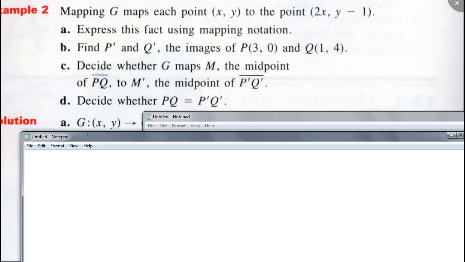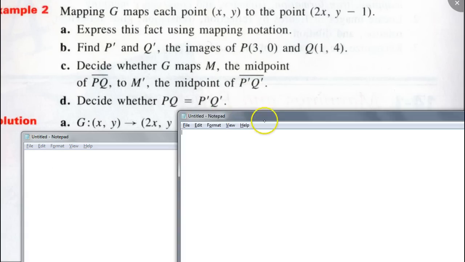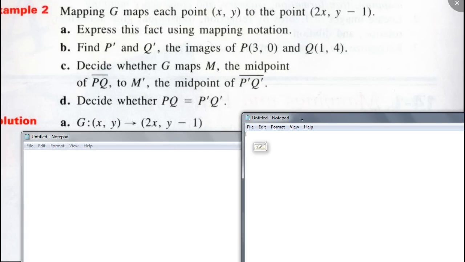The output will be an ordered pair. No, it would not be 2xy. It will be 2x comma y minus 1. Okay, so you get an ordered pair, right? So for the x coordinate, you're going to double it. For the y coordinate, you're going to subtract 1. That's what this mapping is doing. Easy enough?